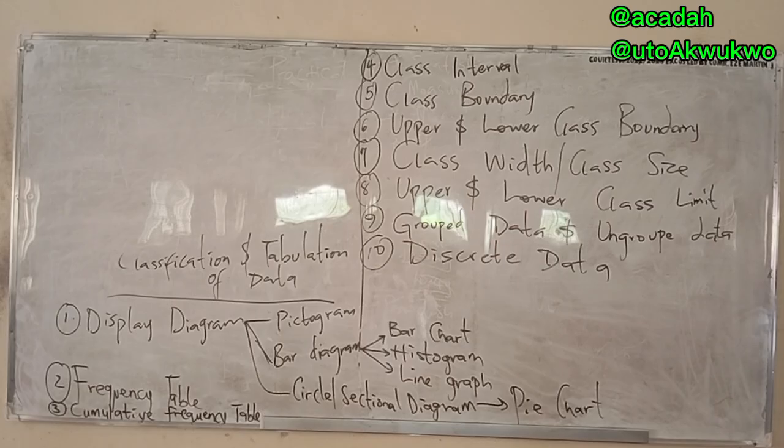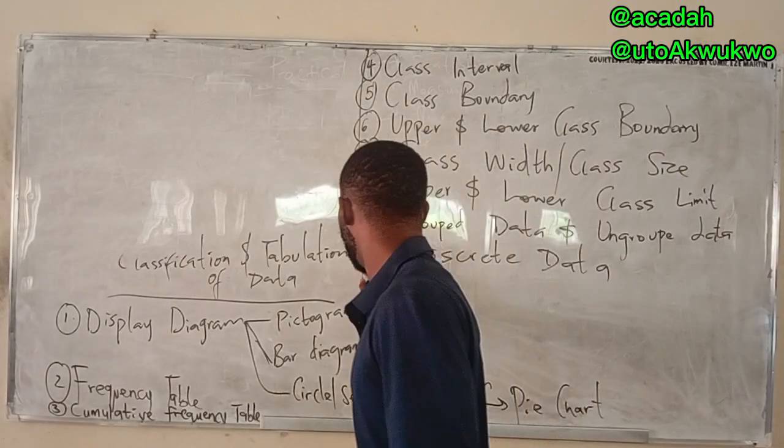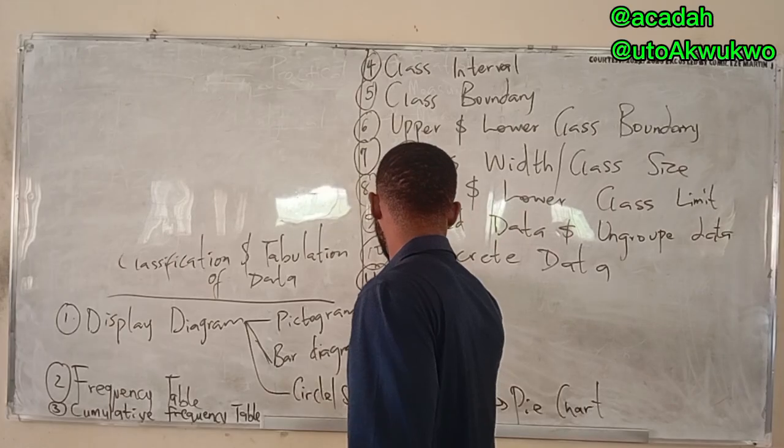The vertical axis will always be drawn using frequency values, while the horizontal axis will always be drawn using midpoints, or they call it class mark. Another name for midpoint is class mark. My God, I did not put it here. Another name for class mark is midpoint.